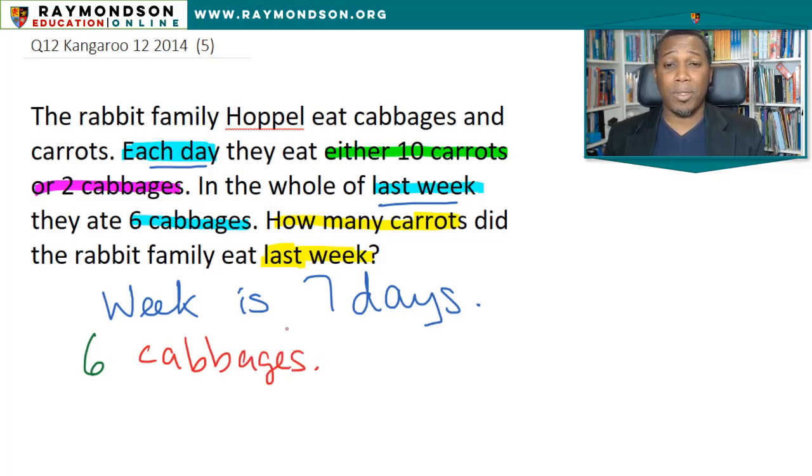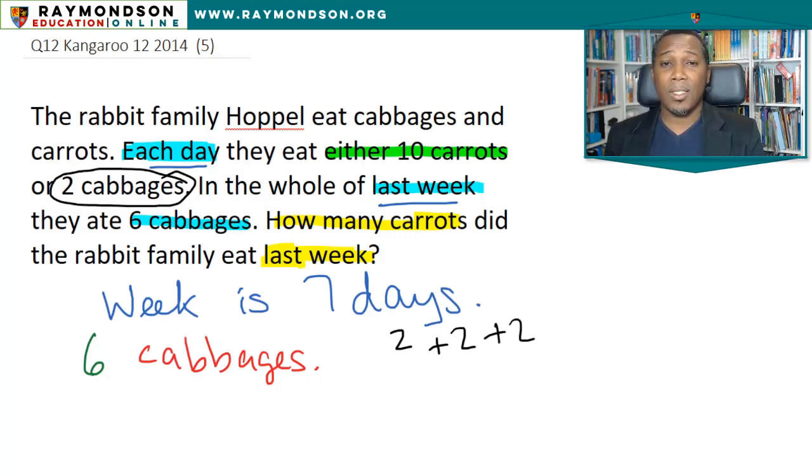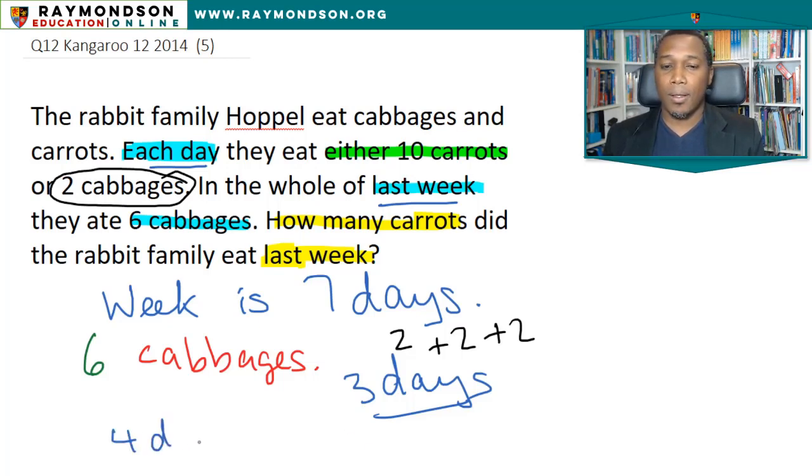We know that every day, if they eat cabbages, it's going to be 2 cabbages. So 2 cabbages one day, 2 cabbages another day, that's 2 days. I need to get up to 6, another 2. That means, in terms of cabbages, that was 3 days. So for how many days in the week? The week is 7 days. 3 days they ate cabbages. How many days did they eat carrots? The carrots have to be 4 days. 4 days, carrots. And it's game over now.